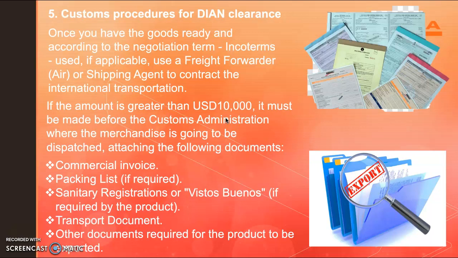If the amount is greater than 10 million, the declaration must be made at the Customs Administration where the merchandise is going to be dispatched, attaching the following documents: commercial invoice, packing list if required, sanitary registration or approvals if required for the product, transport document, and other documents required for the export product.